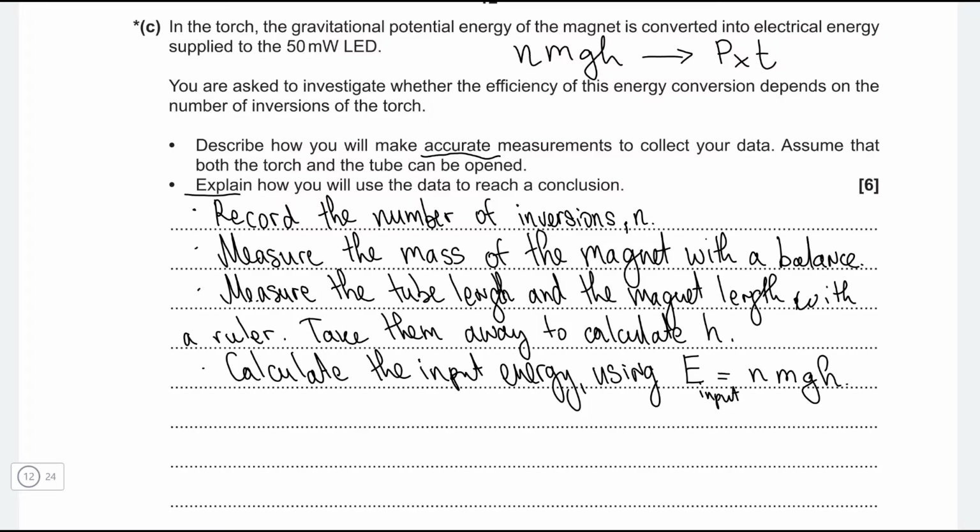So for our input energy, what I've written down is to record the number of inversions, n. We're going to measure the mass of the magnet with a top pan balance. We're going to measure the tube length and the magnet length with a ruler. Then we're going to take them away from one another. We're going to calculate the height to which the magnet has dropped. Afterwards, we're going to simply calculate the input energy using nmgh. And this is how we are going to find our input energy.